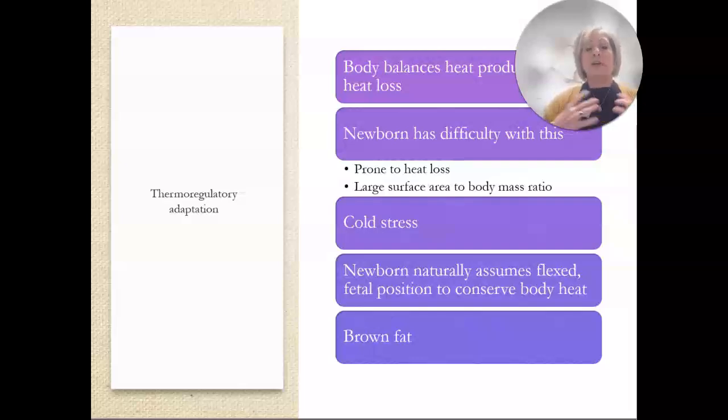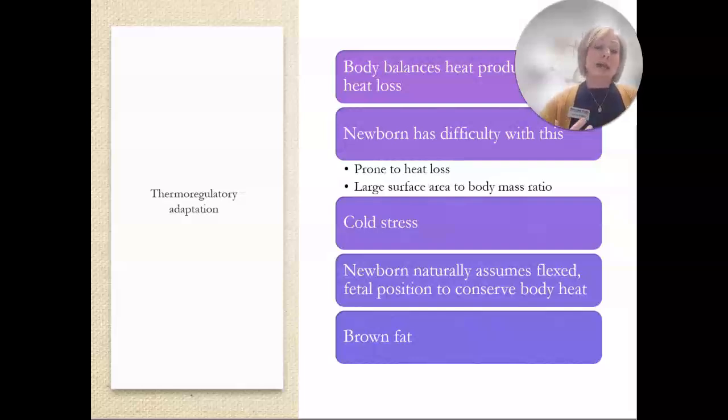They have a very large surface area in relationship to body mass. So that surface area is large and their body mass is not, so they're going to lose heat very quickly. They get into something called cold stress. Cold stress is where, when babies get cold, they're not able to shiver, so they start breaking down what we call brown fat.